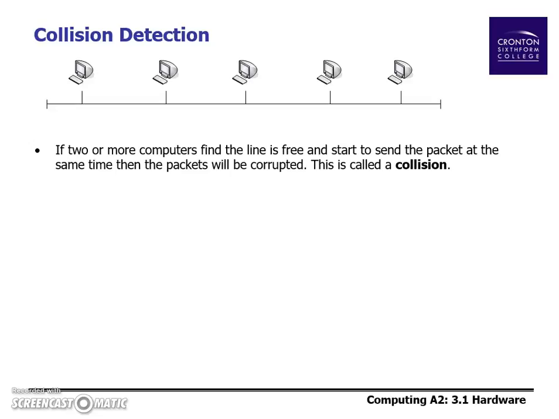If two or more computers find the line is free and start to send the packet at the same time, then the packets will be corrupted. This is called a collision.